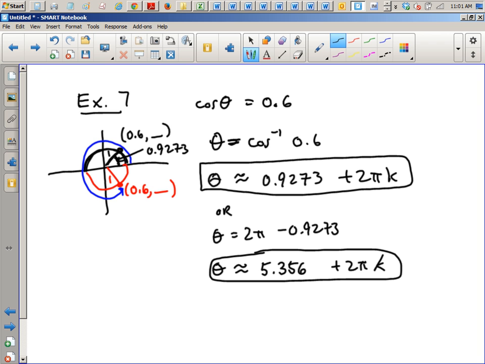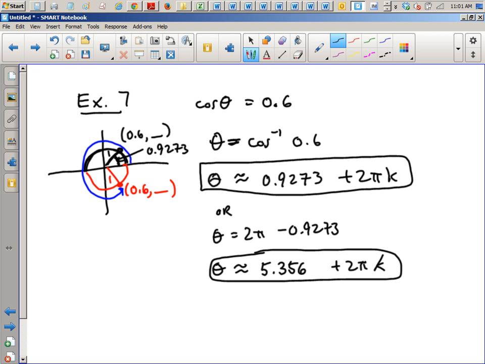And you have to admit, that is a little tricky. The calculator can only give you one of the 2 answers. You have to outwit it and find the other one. Listen, for a cosine problem, anytime the calculator gives you the first answer, just do 2 pi minus that to get the other one.